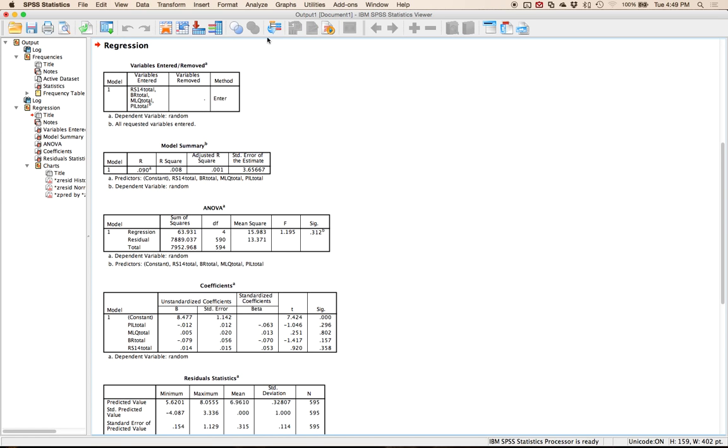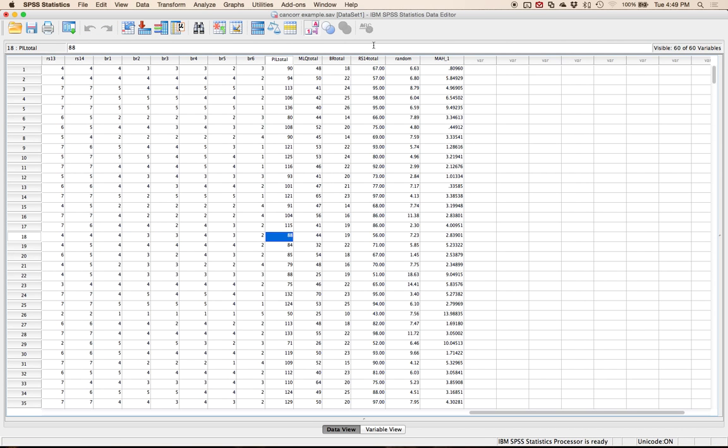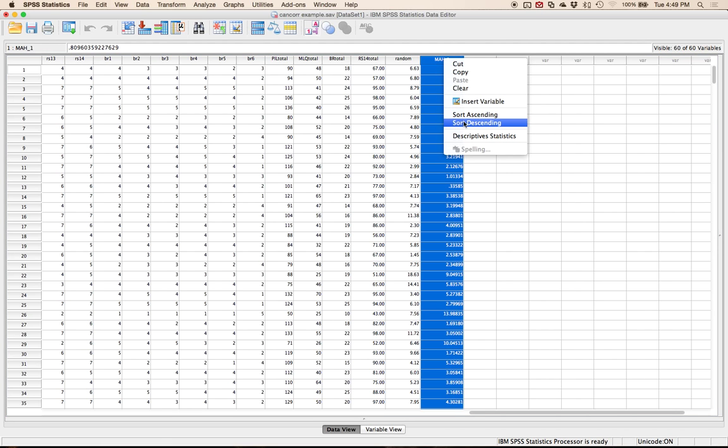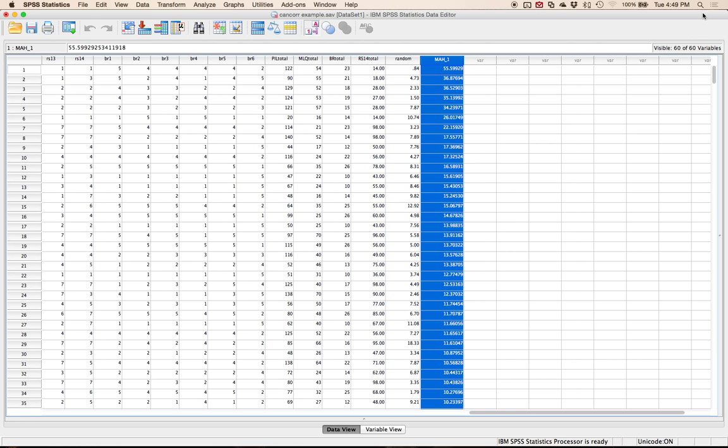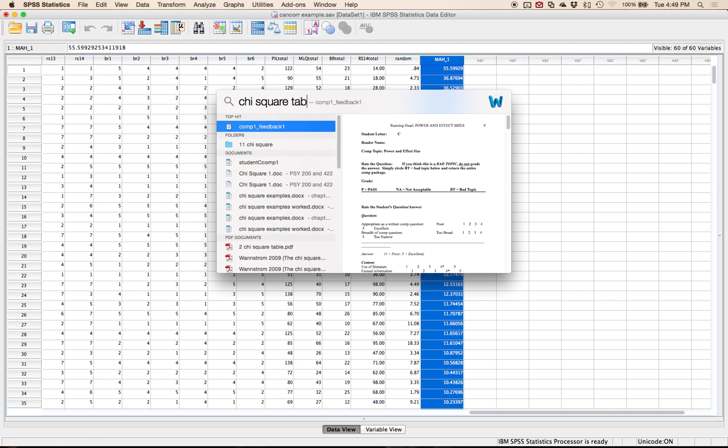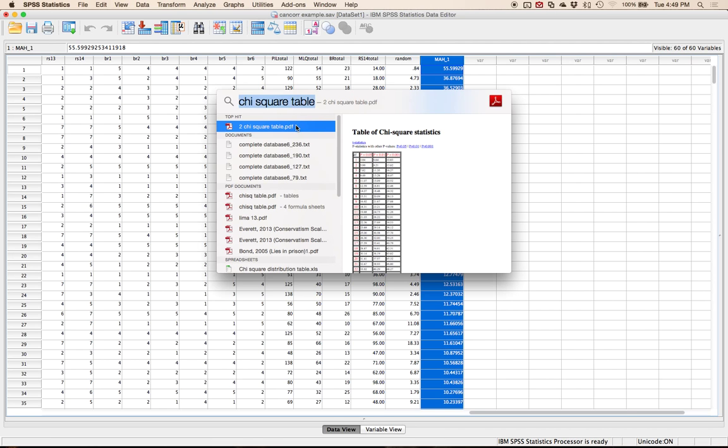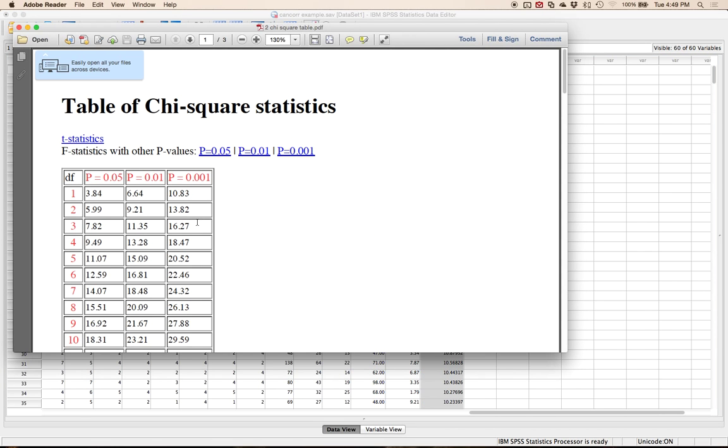That's going to give us a bunch of stuff, but let's go look at the data and look at our Mahalanobis scores. So I'm going to sort that descending to get the biggest scores at the top. You'll notice we have some large ones. I'm going to use my chi-square table. There it is, to come up with the score.